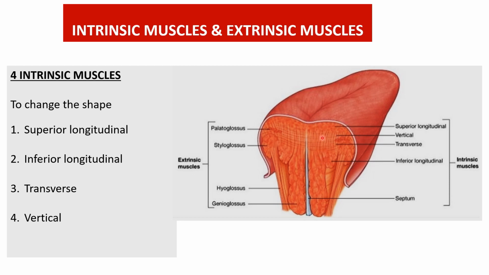Transverse muscle fibers arise from this median fibrous septum and pass towards the margins of the tongue horizontally. And vertical muscle fibers are directed from above downwards, interdigitating with these transverse muscle fibers. So these are the intrinsic muscles. Remember, all these intrinsic muscles help to change the shape of the tongue.